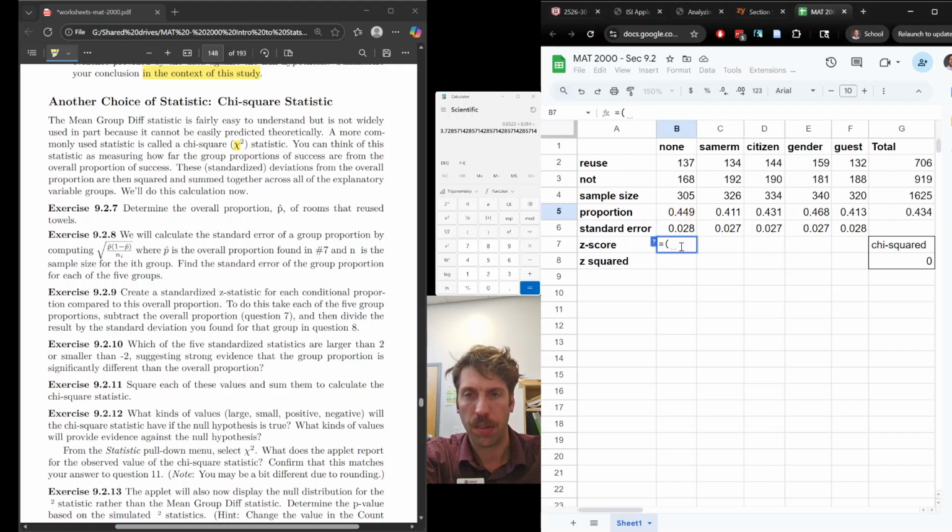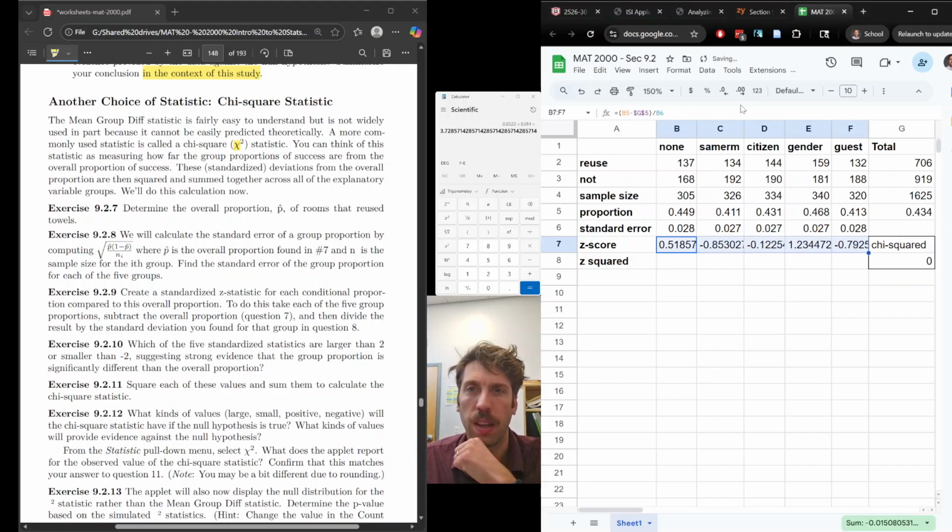I might want to do parentheses. So parentheses, the proportion, the pi minus the portion of the total, and I'm going to press F4, and then divided by the standard error for that group. Okay, and then I'm going to click and drag across there, and again I want to show less, there we go. And so then we get different z-scores for our different groups. Okay, so that's what I have highlighted there is my answer to number 9.